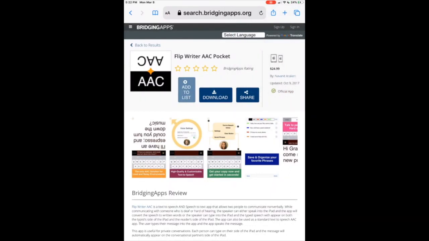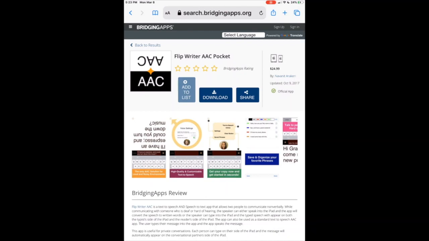AAC stands for Augmentative Alternative Communication, which is just a long way of saying a different way of communicating, using technology to communicate. Sometimes people are nonverbal, and so when we traditionally think about communication, that's usually between two people using their voice to talk. People are nonverbal for a variety of reasons. They could have an injury, it could be temporary, they could be born nonverbal, and so this app helps solve that problem.